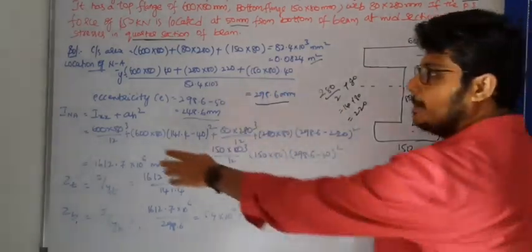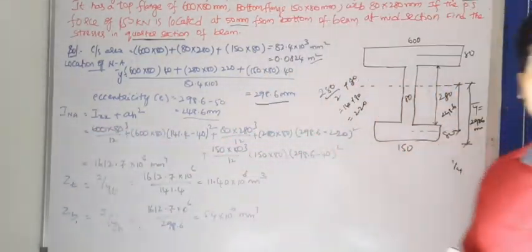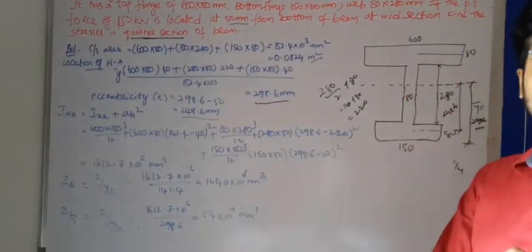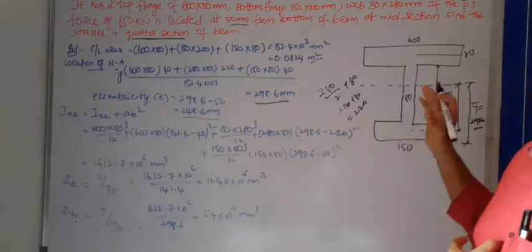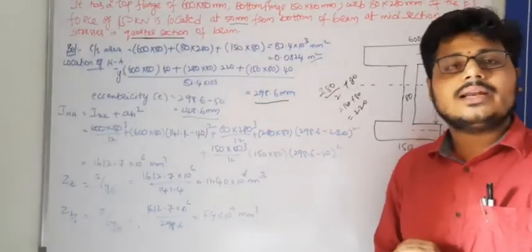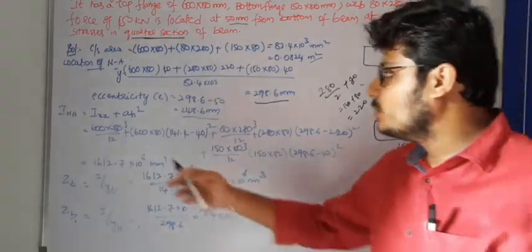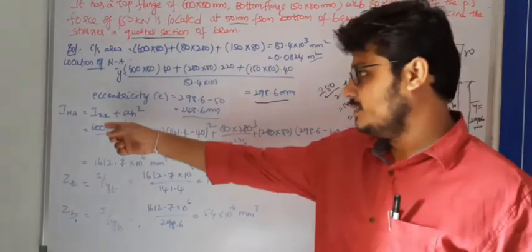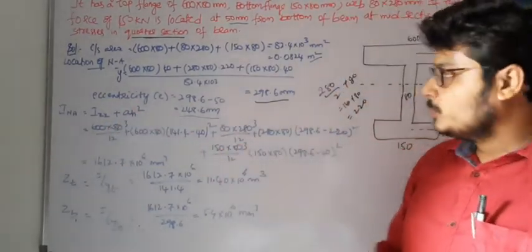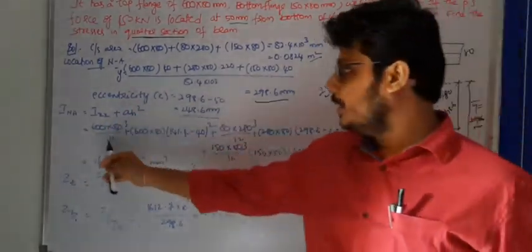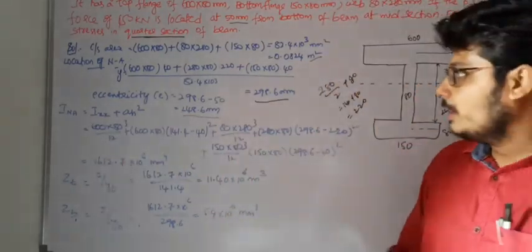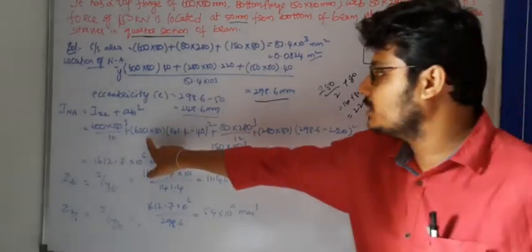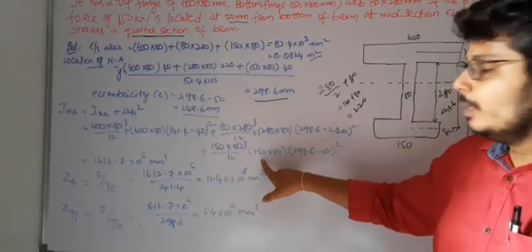Now comes the main part, the moment of inertia about the neutral axis. We should calculate I for the neutral axis because it is an unsymmetrical section. For the neutral axis we use Ixx plus A h square. For Ixx we know bd cube by 12 for each part, and the areas are 600 into 80, 80 into 280, and 150 into 80.